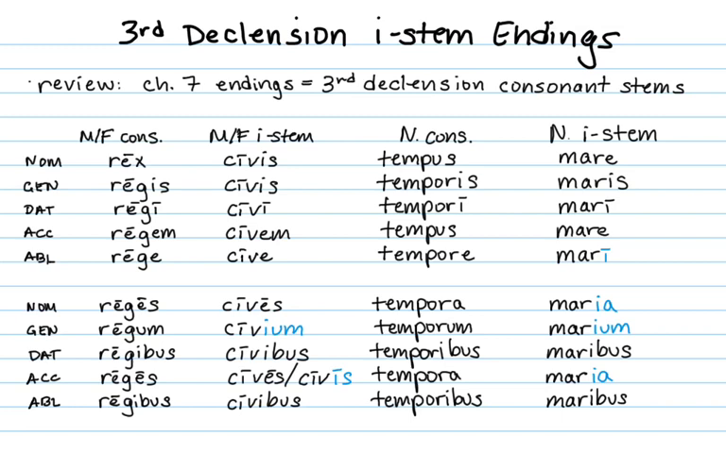Of course, the next thing you want to know is, how do you know if the third declension noun is going to follow the consonant stem endings or the I stem endings? This brings us to the next slide. So there are 3 rules for identifying when this particular noun is going to have the I stem endings. Rule number 1 only applies to masculine and feminine nouns.